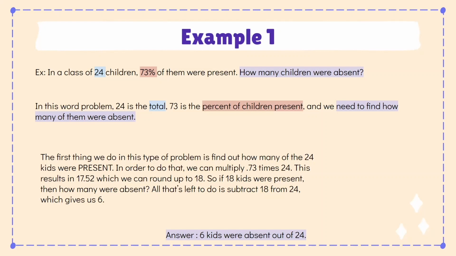This results in 17.52, which we can round up to 18 because you can't have a decimal as a person. So if 18 kids were present, then how many were absent? All that's left to do is subtract 18 from 24, which gives us 6. So the answer to this example is 6 kids were absent out of 24.